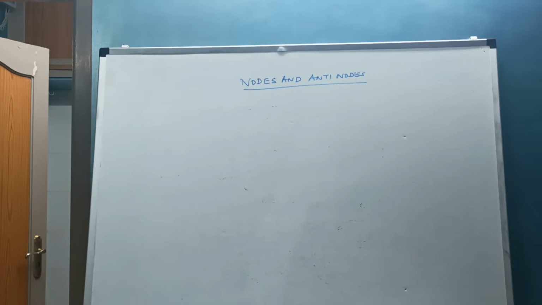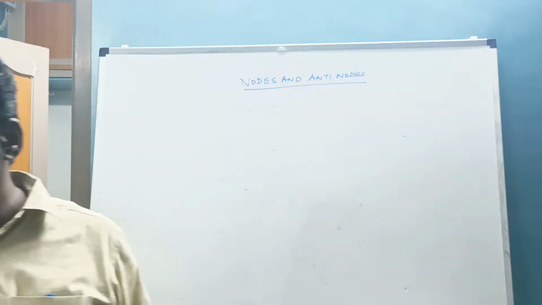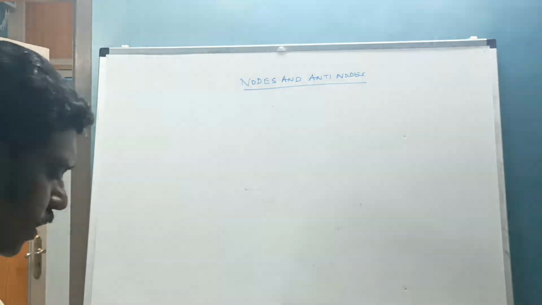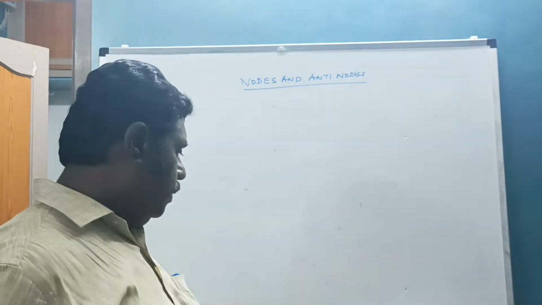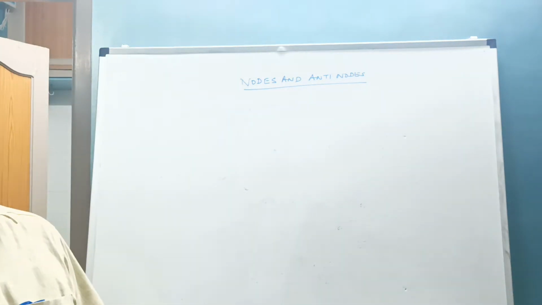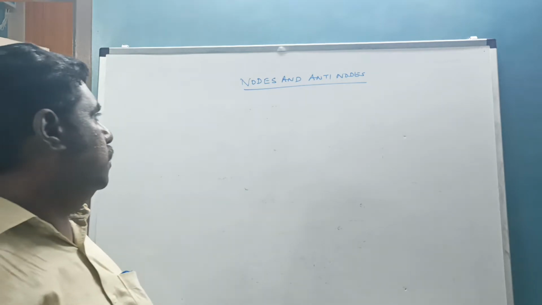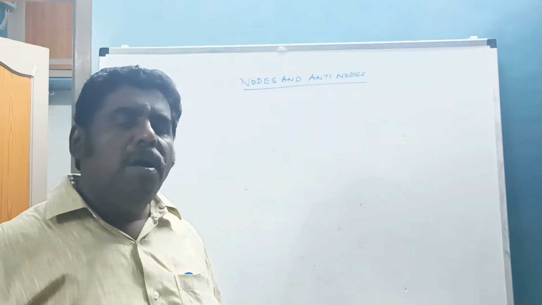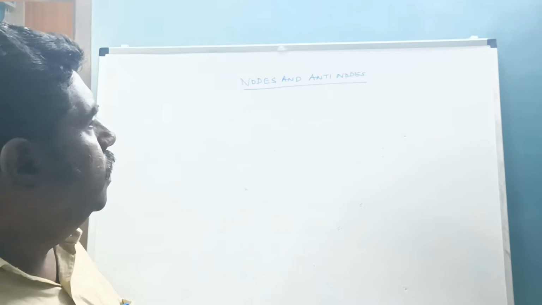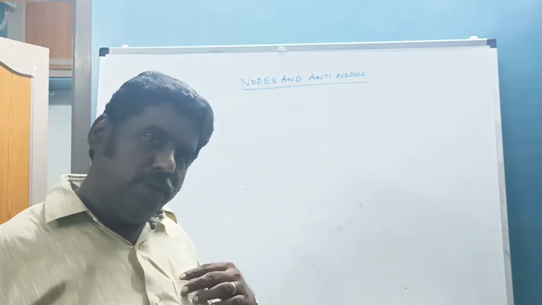In the previous lecture, we arrived at the energy expression for a particle in a one-dimensional box. Furthermore, we have calculated the energy eigenfunction also. In this presentation, we have to talk about nodes and antinodes. Here, a node is the position of minimum or zero displacement of the wave function, whereas an antinode is the position of maximum displacement of the wave function.